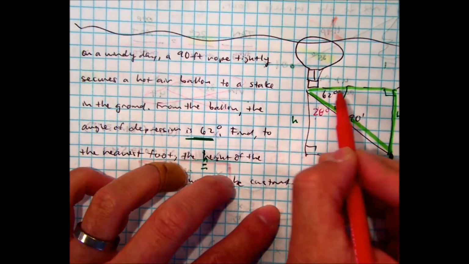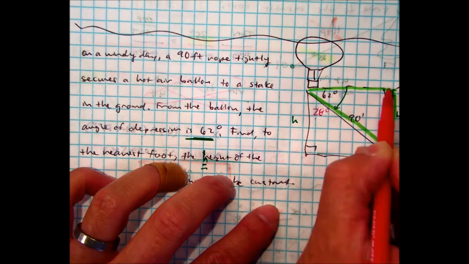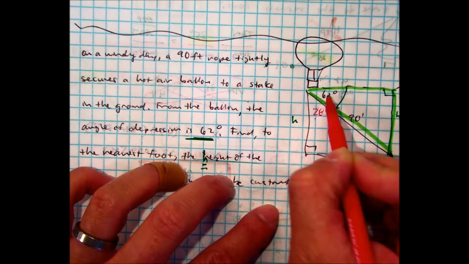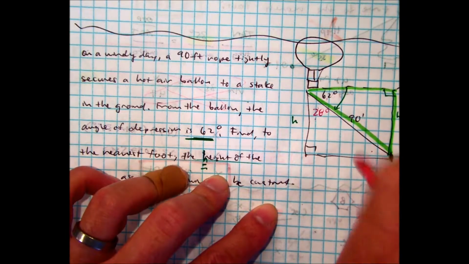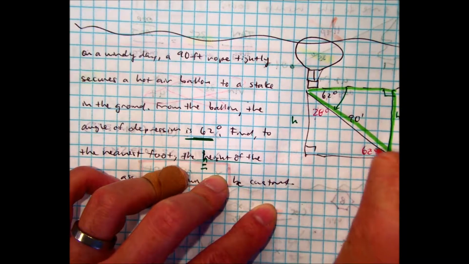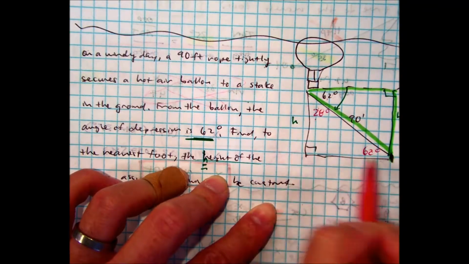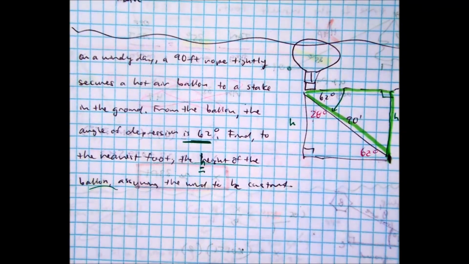Another way you can do the problem is take our angle of depression, right? Line of sight, looking down, this is the angle of depression. Well, this is alternate interior angles to the angle of elevation. So you can also say that's 62 degrees, and then you can use this triangle. I'm going to go ahead and just use the green triangle.